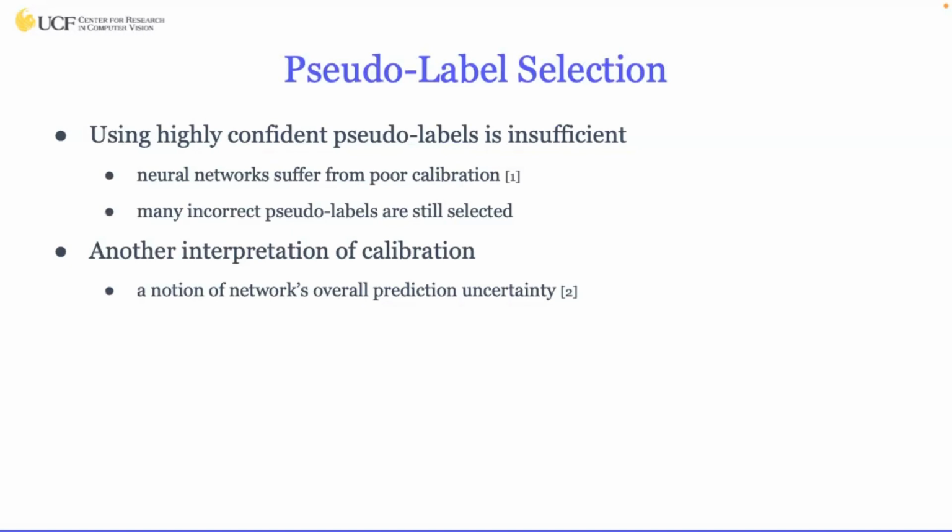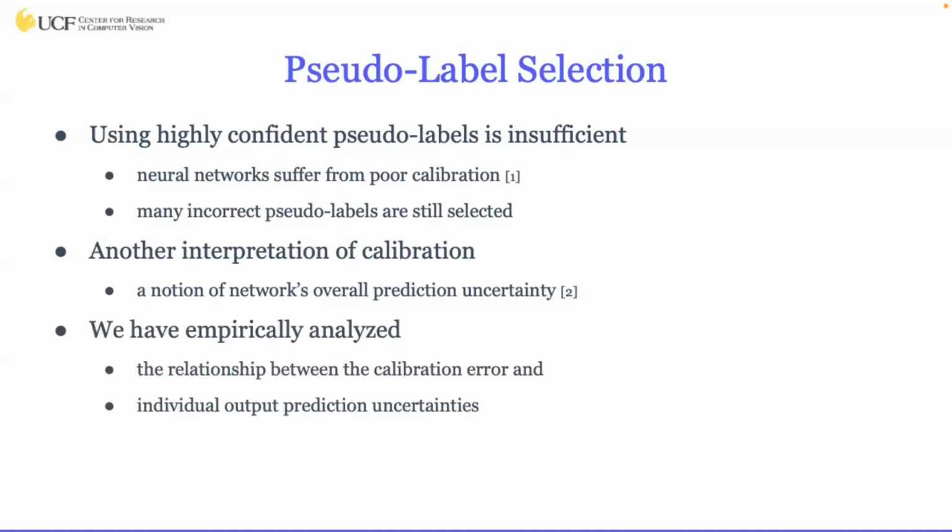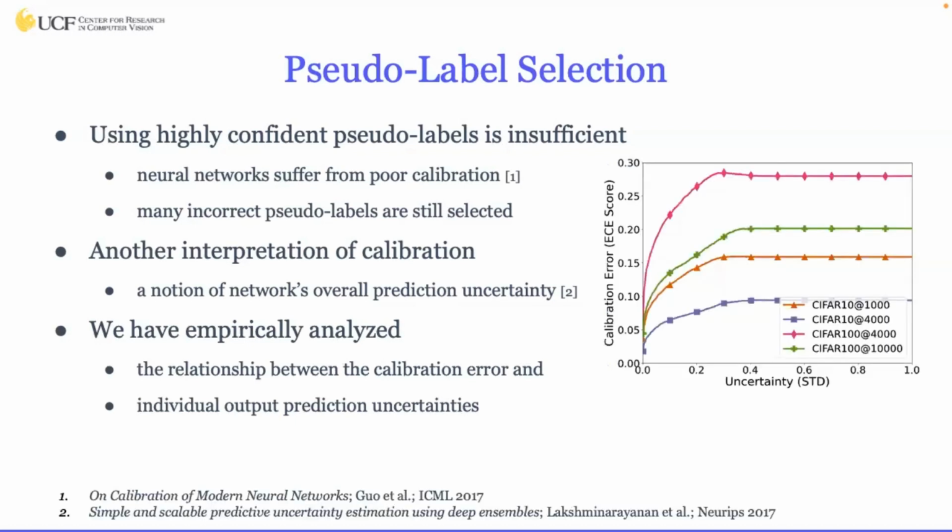However, another interpretation of calibration is that it represents network's overall prediction uncertainty. Motivated from this interpretation, in this work, we empirically analyzed the relationship between calibration and the individual prediction uncertainties. The results are reported at the right-hand side. So in here, the x-axis is basically showing uncertainty and y-axis is showing calibration error. We show results on two data sets, CIFAR 10, CIFAR 100 for different level speeds.